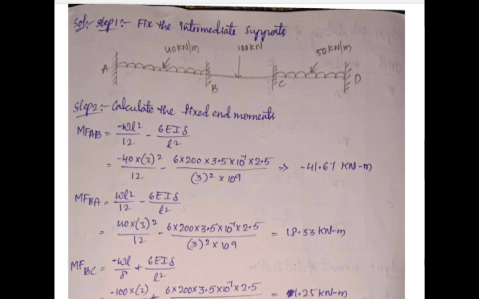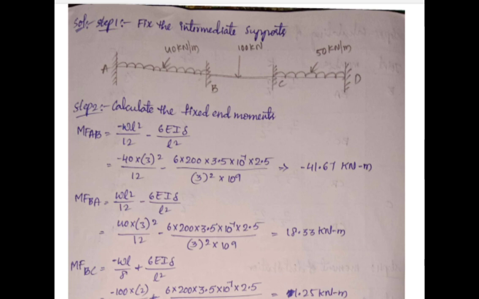At B there is sinking, therefore minus 6 EI delta by L square. Why minus here? Because when the right side support is downwards and left side support is upwards, we need to take anti-clockwise, that means minus. So minus 6 EI delta by L square. Similarly vice versa. Here we'll substitute all the values, we'll get minus 41.67 kN meter.